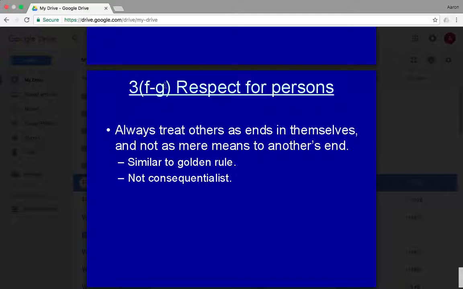The reason this principle is not a consequentialist one is that it prevents us from sacrificing another person's well-being for the well-being of the many. Kant interprets this principle in such a way that it prevents us from ever lying, cheating, or stealing from another for the benefit of some further person or group, because that would be to use them as a mere means to an end.